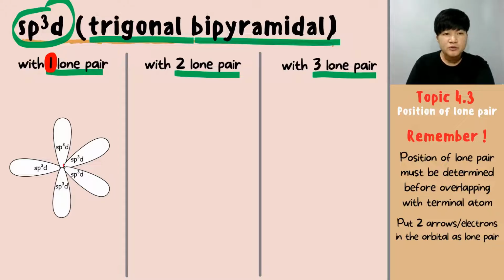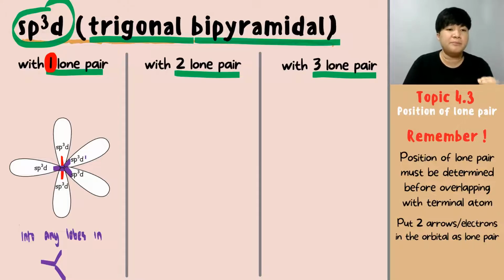Simple. I want you to look at this trigonal bipyramidal. You know that in your trigonal bipyramidal, you have 180 degrees, and you have a triangle over here. You have a trigonal planar over here. Can you see that? So your lone pair in this case can be placed into any lobe in the trigonal planar position. Your lone pair can be placed into any of these three lobes.